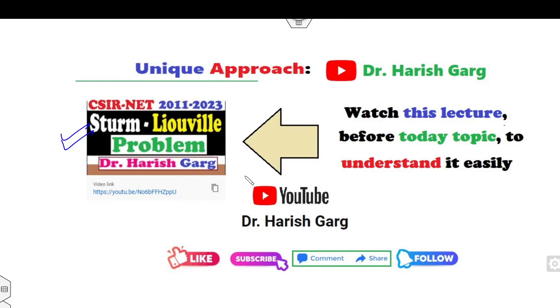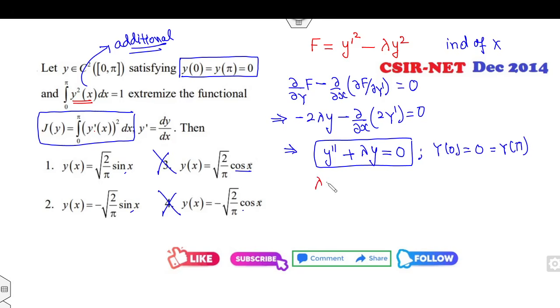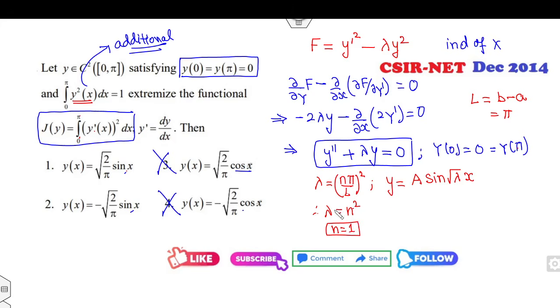This is a Sturm-Liouville problem. I already explained how you can find the value of lambda. Lambda is (n pi over L) whole square, and the solution will be a sine of root lambda into x. What is L? L will be the limit b minus a, because the limit is 0 to pi, so the value of this is pi. L is pi, so it cancels out, and it's n square. Now look at the option, it's 1, so I can choose the value of n as 1. If n is equal to 1, then lambda will be 1. Therefore, y is a sine x.